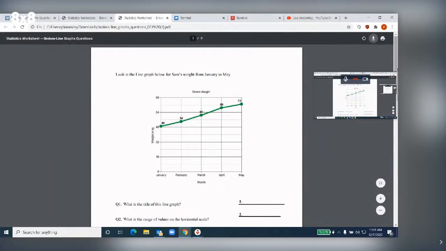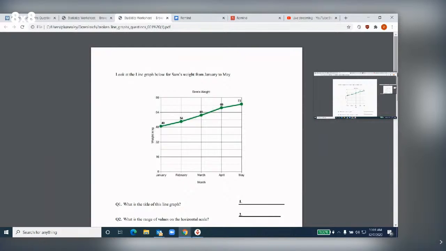Okay, so this one, we want to look at the line graph for Sam's weight from January to May. So this graph is going to be Sam's weight from January to May. And we're going to look at the 2 axes here again. So going up is his weight, and he does this in kilograms, which is the metric, which is fine.